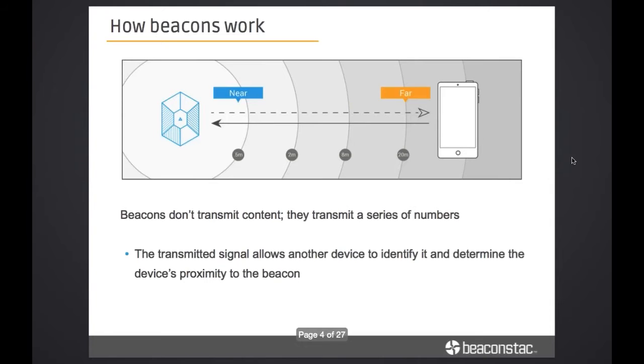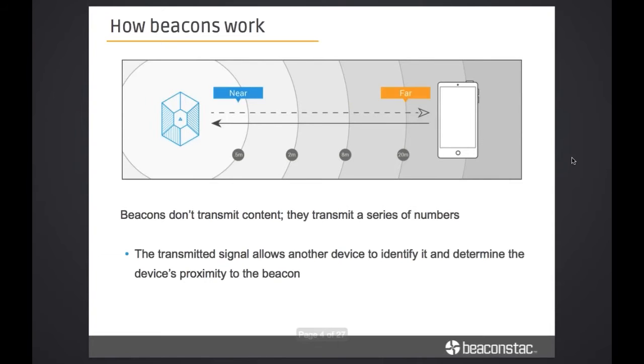So the signal is essentially detected by a smartphone, and the smartphone uses information in the signal, including the signal strength, also known as RSSI, to determine how far it is from a given beacon, right? So it can determine whether it's, let's say, 20 meters away from a beacon or within 2 meters or even 0.5 meters away from a beacon broadcasting a signal.